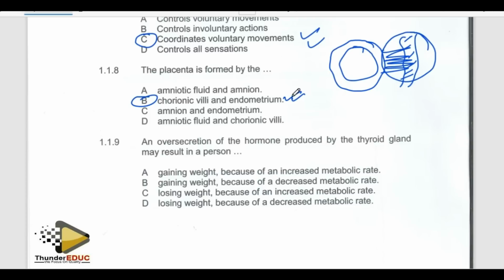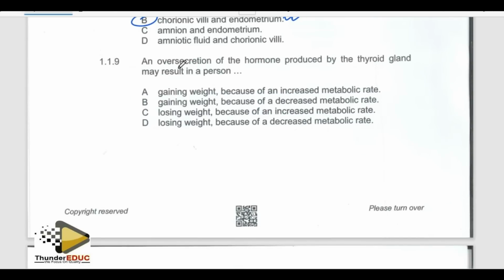Let's go to the next question. Oversecretion of a hormone produced by the thyroid gland may result in a person. Which hormone is that? First ask yourself, which hormone is that? Thyroid gland obviously cannot produce luteinizing hormone. Definitely it is going to produce thyroxine. Thyroid gland, thyroxine. Thyroid gland, thyroxine.